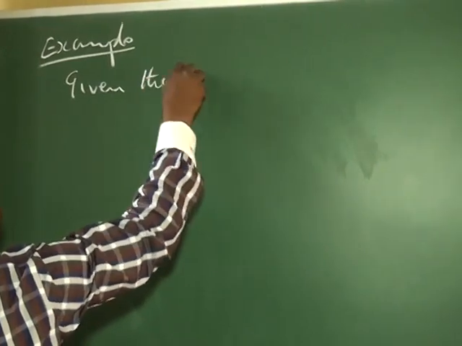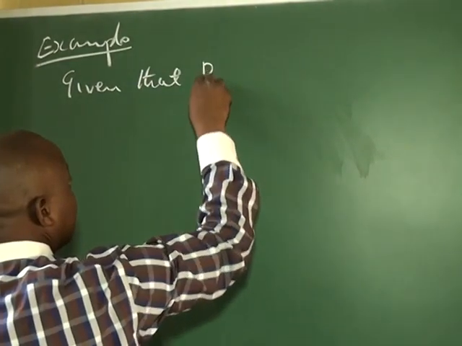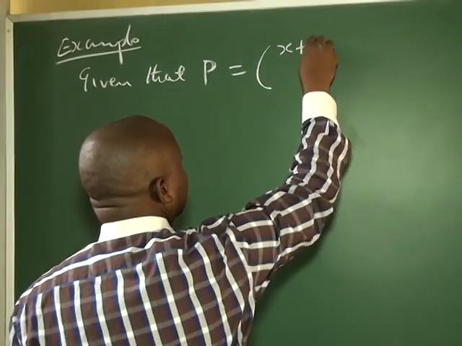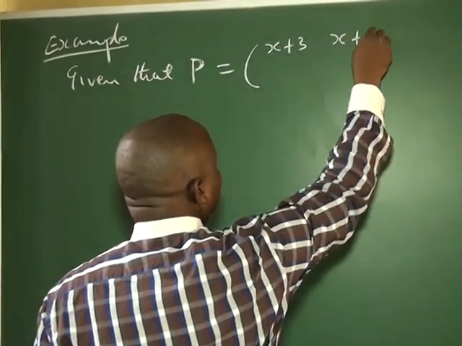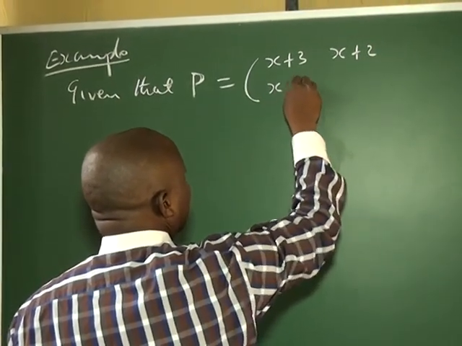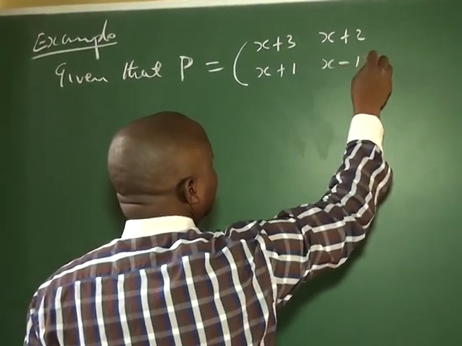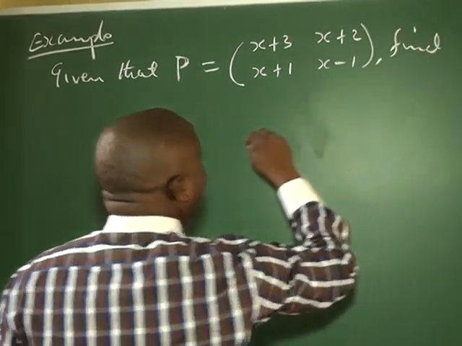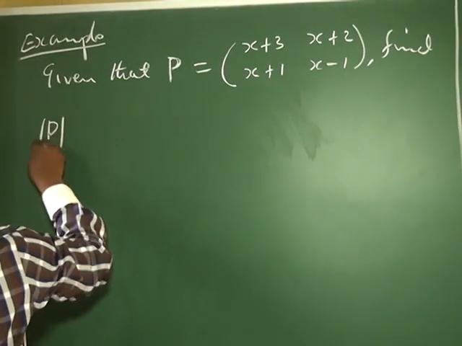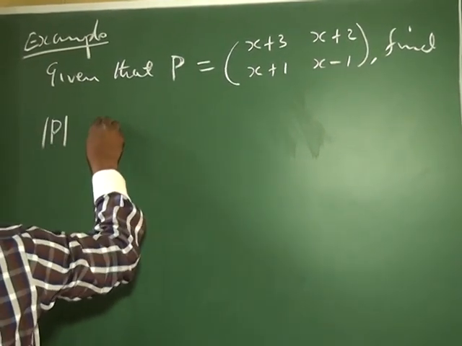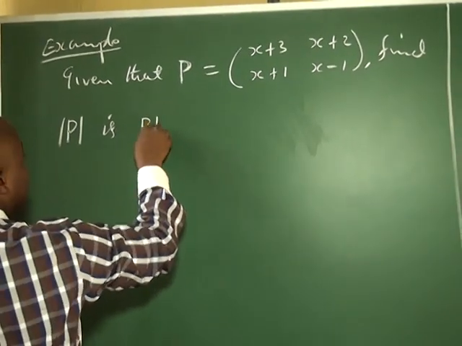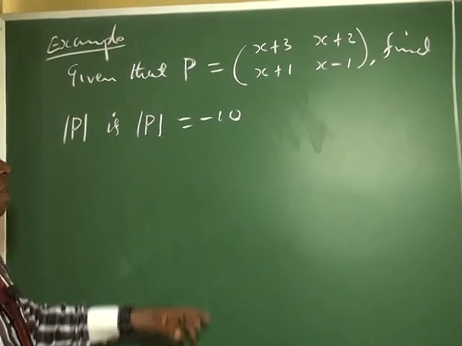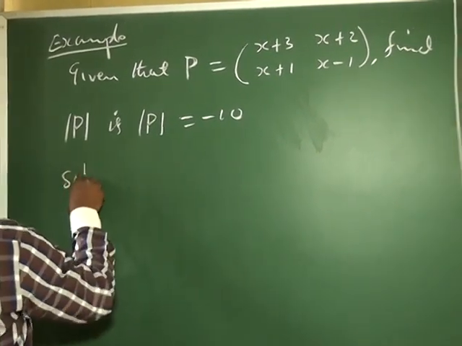Given that matrix P equals x plus 3, x plus 2, x plus 1, and x minus 1, find the determinant of P if it is equal to minus 10. Now let us see the solution of this kind.